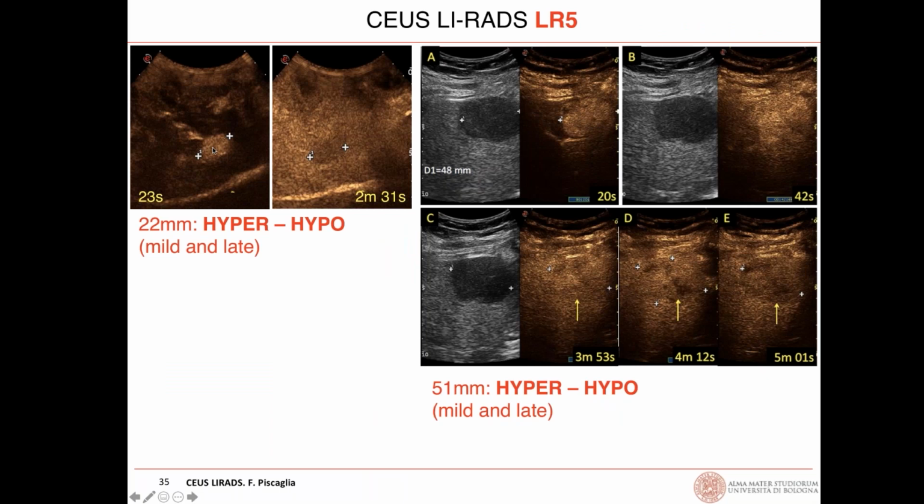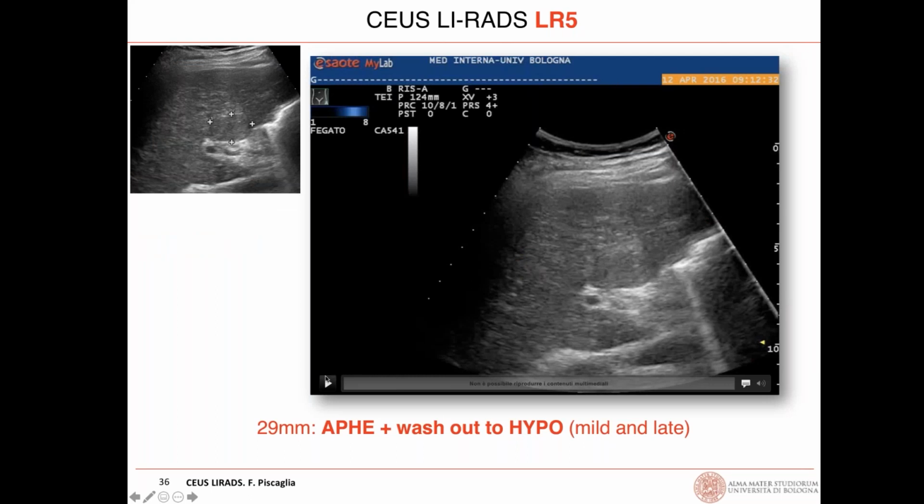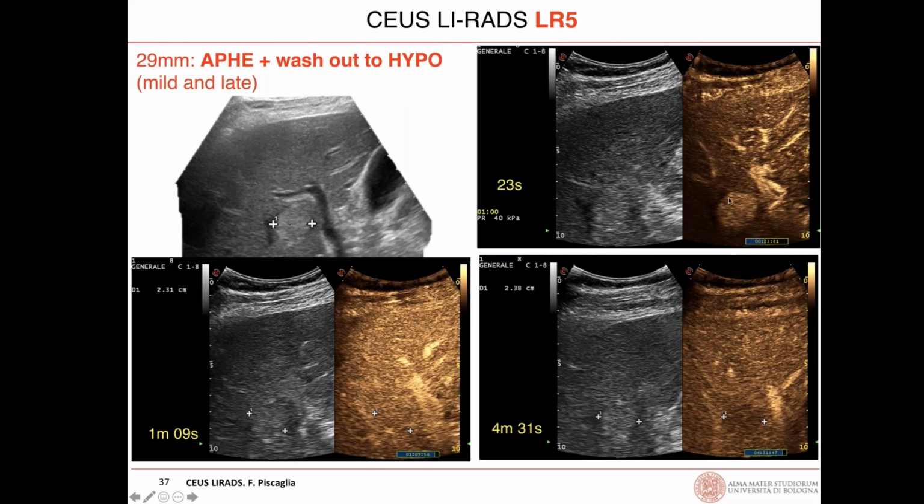Example, hyperenhancement in the arterial phase and washout. This is a large lesion with hyperenhancement, and washout which starts only very late, and it is mild. But this makes it typical, and indeed it was resected, and it was a well-differentiated hepatocellular carcinoma. Okay, this is another typical example, hyperenhancement followed by late and mild washout.